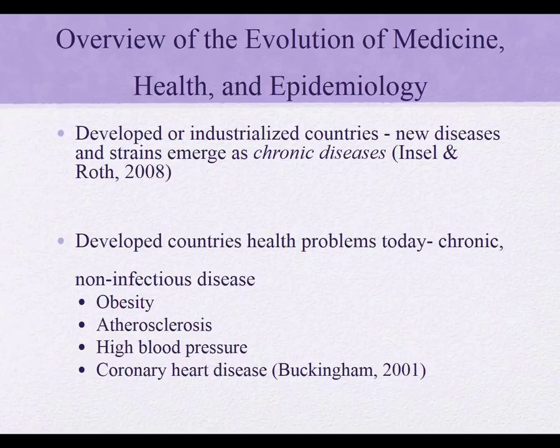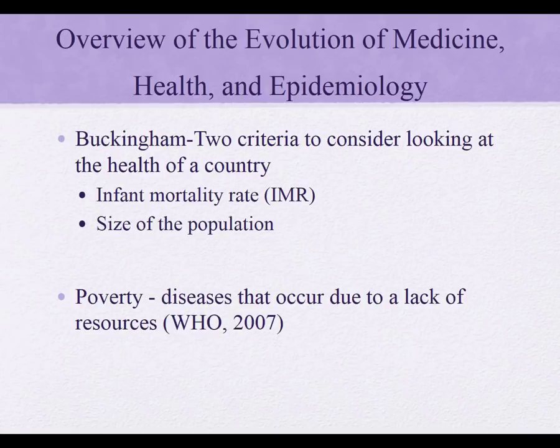Developed or industrialized countries. So the U.S. is considered a developed country. New diseases and strains emerge as chronic diseases. So remember, chronic diseases are caused by lifestyle and behavioral choices. Developed countries' health problems today are chronic and non-infectious diseases, including obesity, high blood pressure, coronary heart disease, and more, okay? So there are two criteria to look at when you're thinking about the health of a country: infant mortality rate and the size of the population.